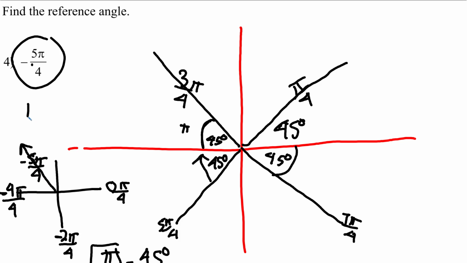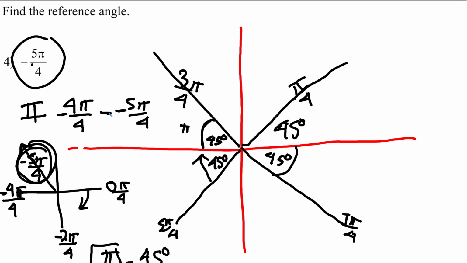And remember what the rule is in the second quadrant. It's pi, so 4 pi fourths, negative. In this case, it's negative because we went in the negative direction. It's negative 4 pi fourths. Subtract the given angle. Well, in this case, the given angle is negative 5 pi fourths. Look, subtract a negative becomes adding a positive. Negative 4 plus 5, reference angle is pi fourths. All right, that's it.